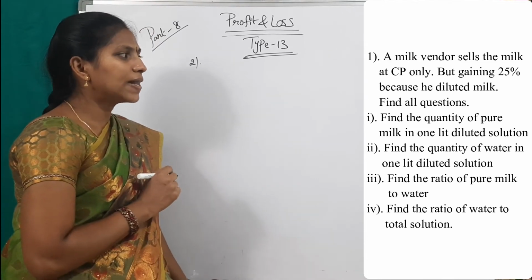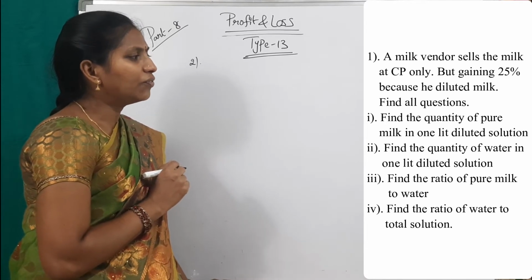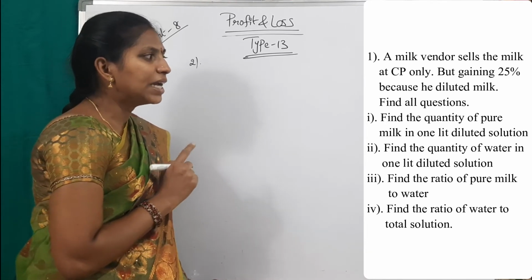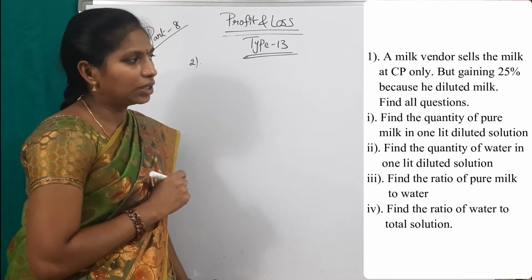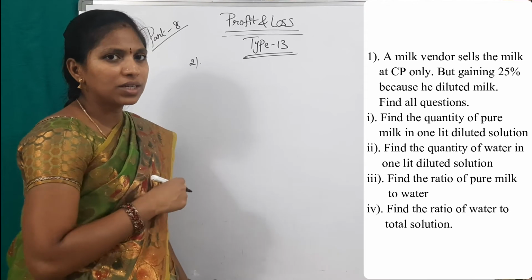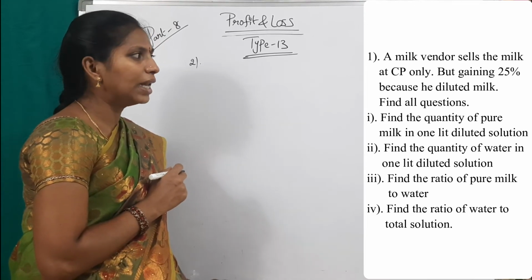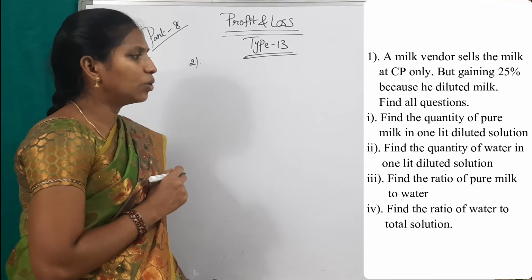See the second question. A milk vendor sells the milk at cost price only, but gains 25% because he diluted the milk with water. Find all the questions, the same as the previous question. First one is to find the quantity of pure milk in the diluted solution.